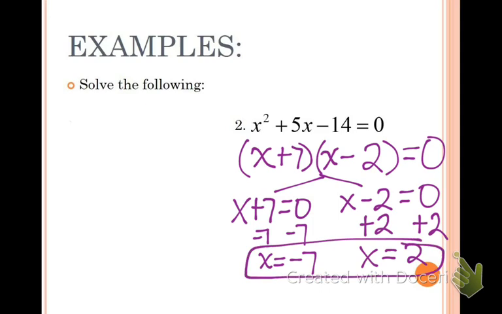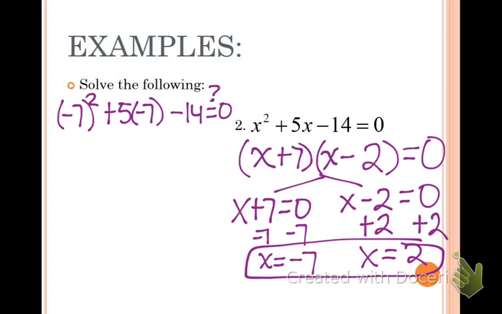In order to check it, we are going to go back to the original problem. So we're not going here in the middle, we're going back to the original. So we've got negative 7 squared plus 5 times negative 7. We're plugging in the same x the whole time. Yep, we plug in that negative 7 to both the x's. In a minute, we'll also plug in the 2 to all the x's. But we'll do the negative 7 first, then we'll worry about the 2.